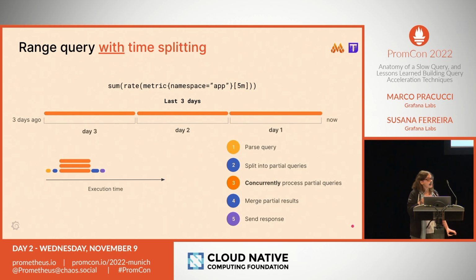In our case, we will still parse our range query over the last 3 days. We will split it into 3 partial queries, each one with a 1 day time range interval. All of these partial queries will be executed in parallel, concurrently. Once they all finish, we merge their partial results into a single result, which is then sent back to the client. And as you can see here from the graph below, the execution time is reduced significantly.